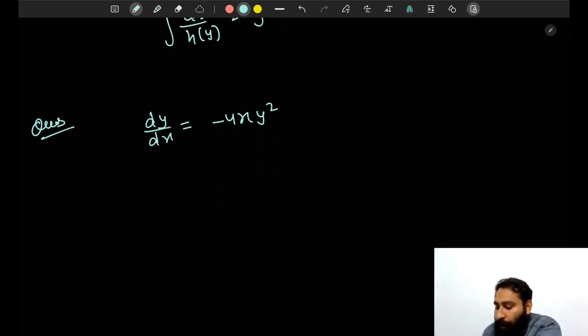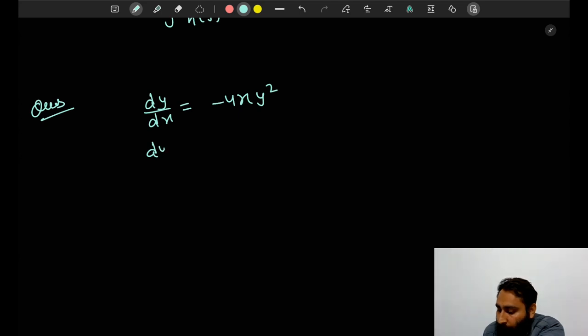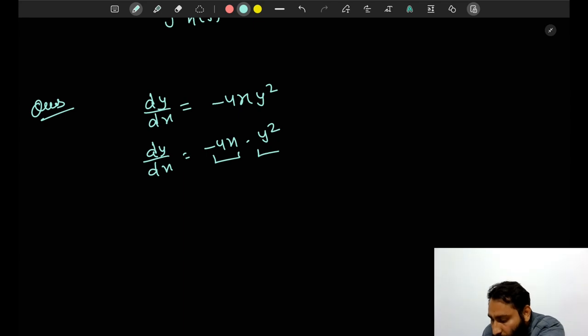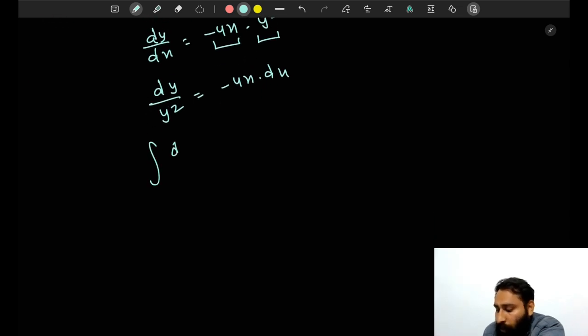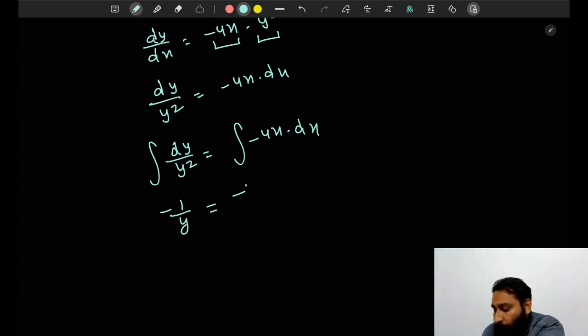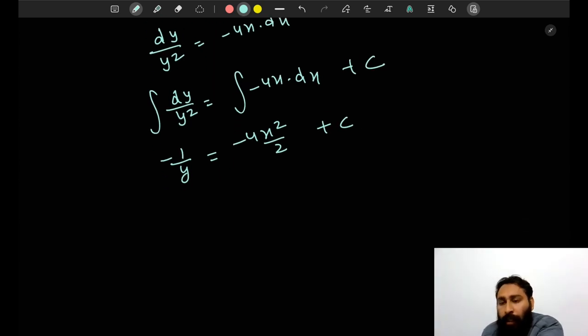There is one question: dy by dx is equal to minus 4x y square. In this question we write dy by dx as minus 4x into y square. This is the function of x and this is the function of y. So we clearly write dy upon y square and minus 4x into dx. Now integrate both sides. Integration of dy by y square is equal to integration of minus 4x into dx. Integration of 1 upon y square is minus 1 upon y, and of minus 4x is minus 4x square upon 2, plus c. We also write the constant here.